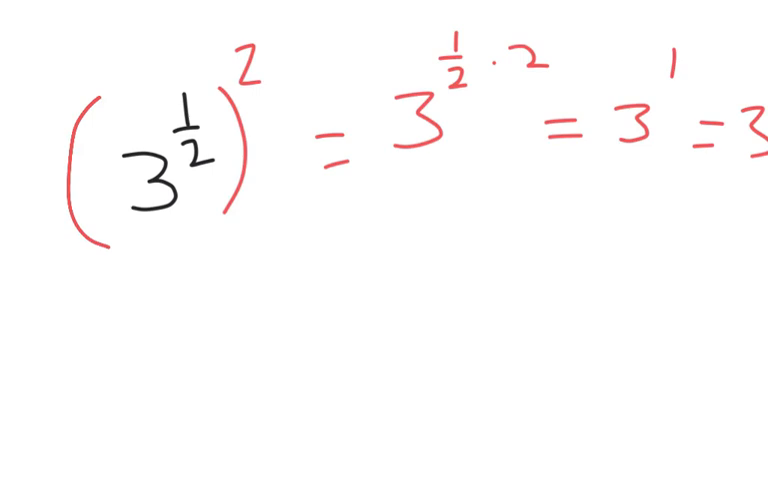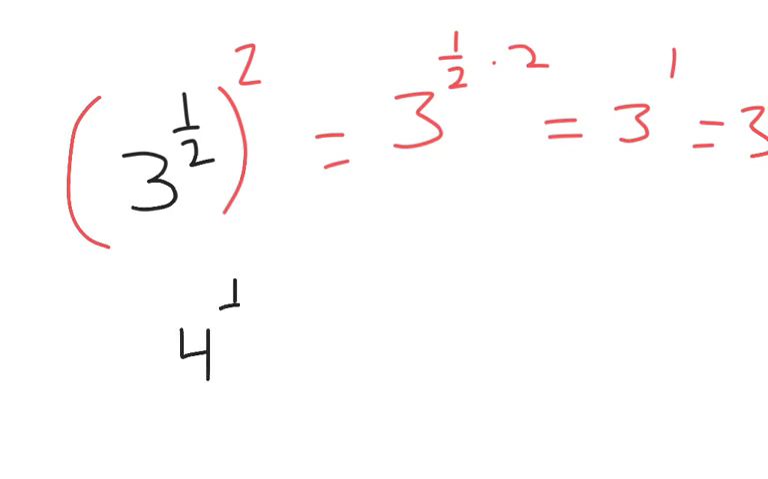So when I multiply 3 to the 1/2 by itself, because that's what's really happening, 3 to the 1/2 times 3 to the 1/2, I should get 3 to the 1st. So really I'm asking, what number times itself is 3? All right, let me do it with a different number.